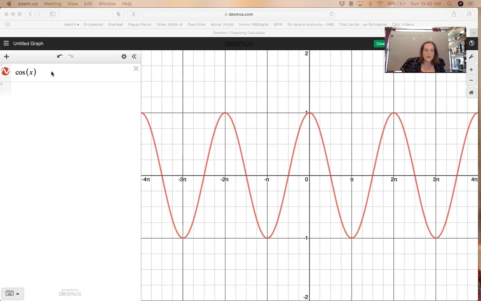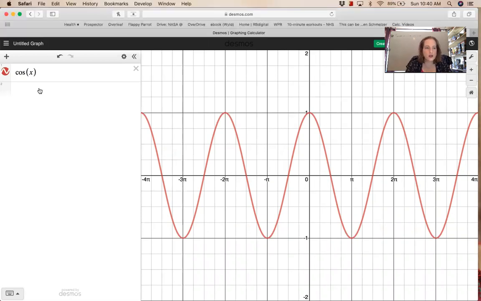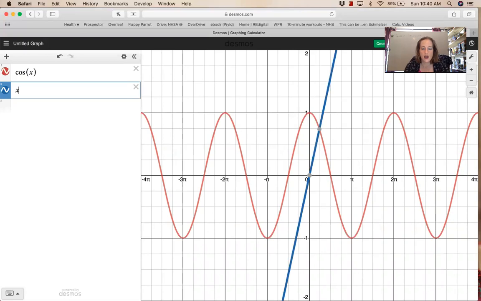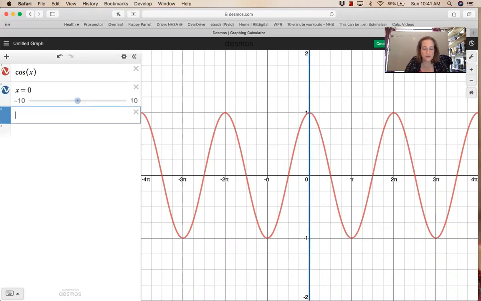So a couple of things to remember. Remember that to start with, the cosine function has a period of 2 pi, because this pattern repeats every 2 pi units along the x-axis.